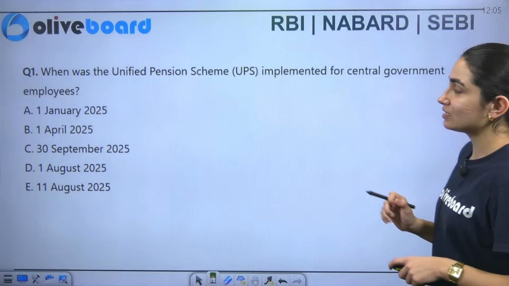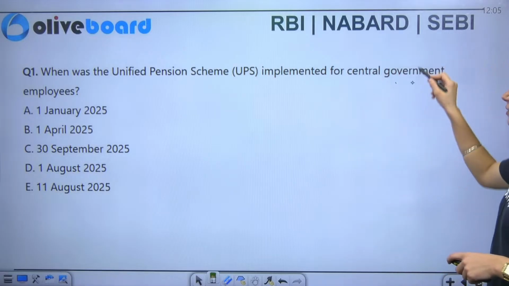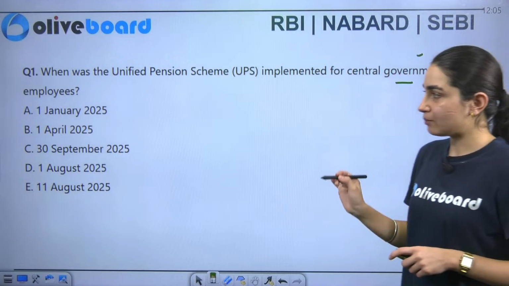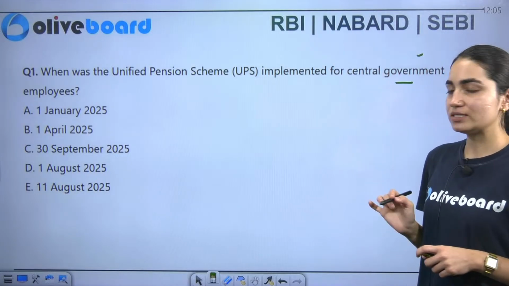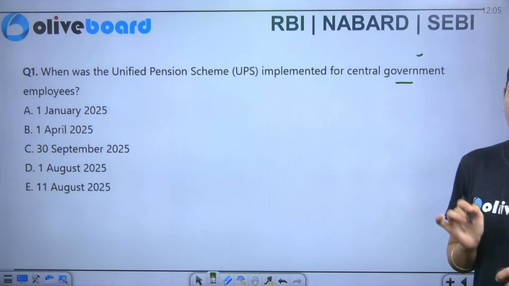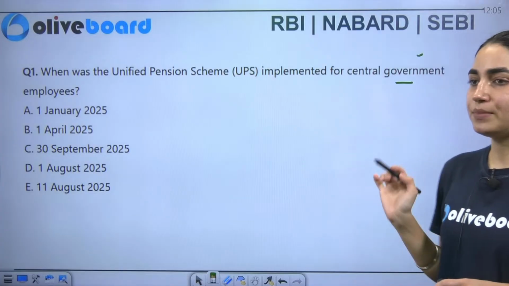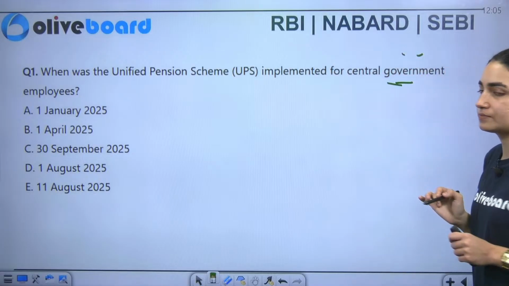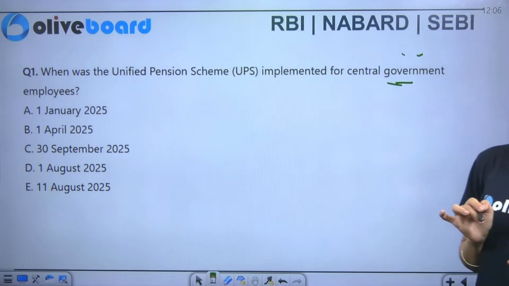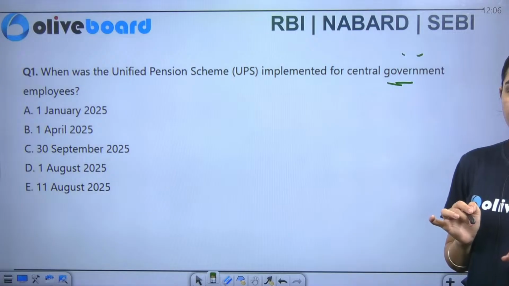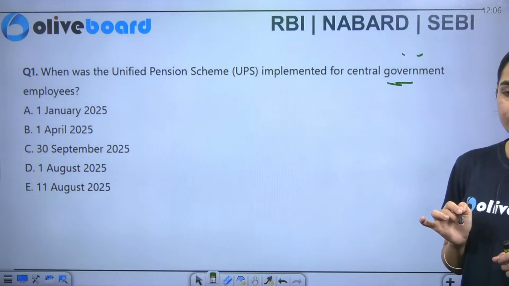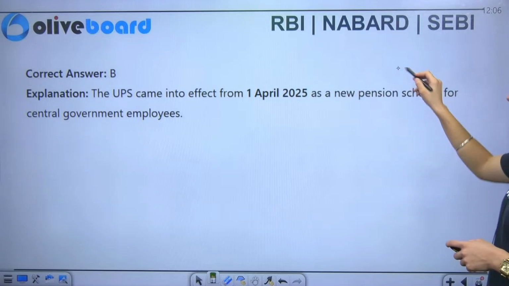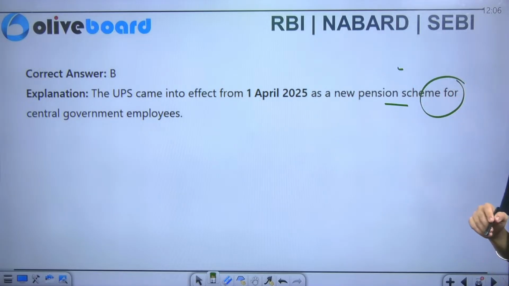Now the next question says, when was the UPS implemented for the central government employees? Is it 1st January 2025, 1st April, 30th September, 1st August or 11th August 2025? Which one is the correct answer? Is it A, B, C, D, E? When was UPS implemented for central government employees? Okay, 1st April. Anyone else who wants to answer? Alright, so yes, this is 1st April 2025 only as a new pension scheme for central government employees.